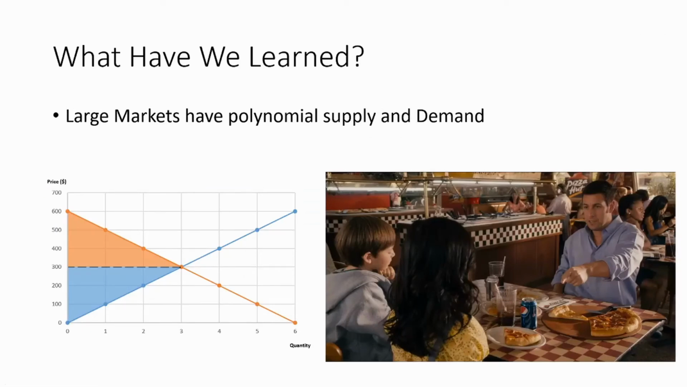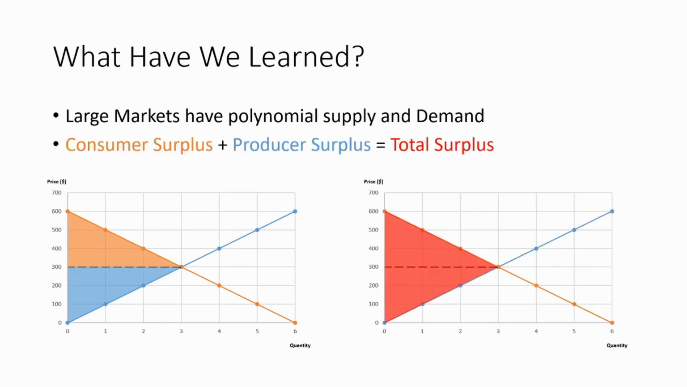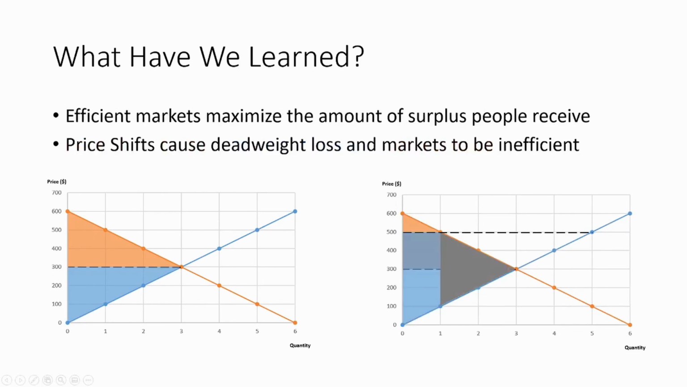We also said that large markets have a polynomial supply and demand. So we looked at the market for child actors. We said that there's lots of them, so we're going to see a polynomial style supply and demand, which just means we're going to take the area of these triangles to calculate consumer and producer surplus. If we want to get total surplus, we just add consumer and producer surplus together, and that will give us total surplus.